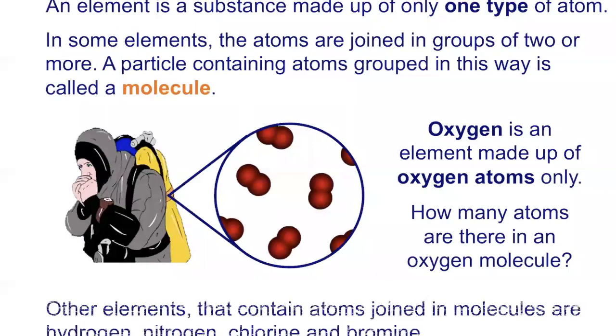Now, a molecule is when you have atoms that are joined together through a chemical bond. So for example, we have oxygen, O2, because you have more than one atom, it becomes a molecule. Just by itself, like for example gold, this would be an atomic element. But oxygen is considered a molecule because now you have atoms chemically joined together.